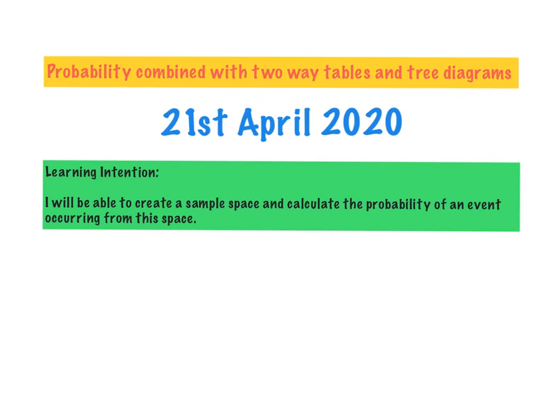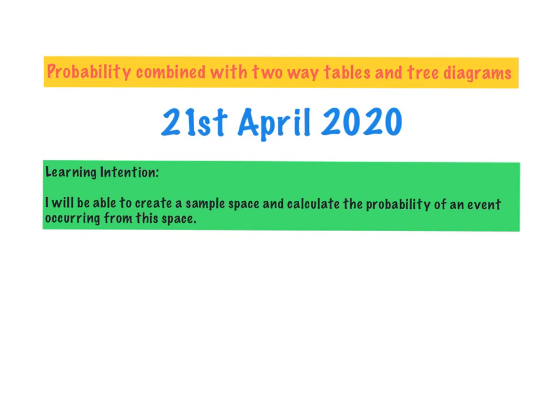Okay, hello everybody. So today we're going to be moving on to our last chapter for probability. So this is probability combined with two-way tables and tree diagrams, okay? So you might remember a good few months ago now we were looking at two-way tables and tree diagrams. So we're going to come back to those and we're going to use these to calculate probabilities.